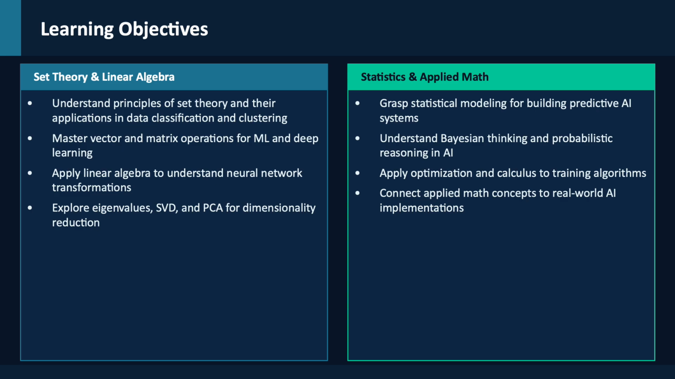Statistics and applied mathematics: grasp statistical modeling for building predictive AI systems. Understand Bayesian thinking and probabilistic reasoning in artificial intelligence. Apply optimization and calculus to training algorithms. Connect applied math concepts to real-world artificial intelligence implementations.